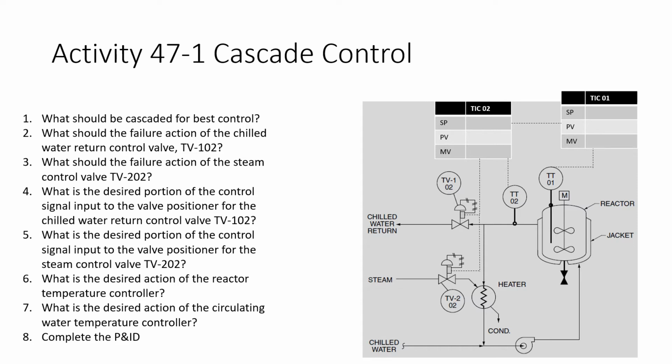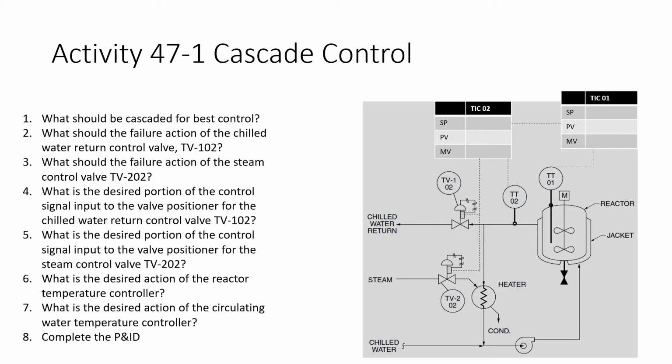Okay, and so number one, what should be cascaded for best control? TT01 should go into a primary controller that goes into a secondary controller, TIC02, which should get its PV from TT02, and the output of that controller should go into these two control valves.